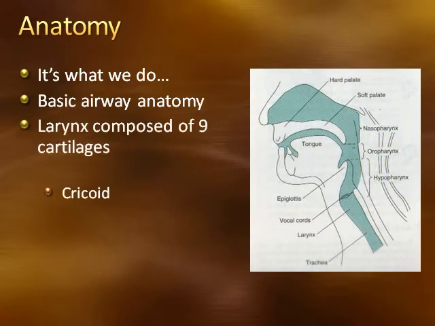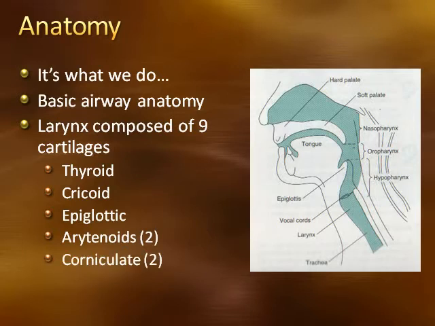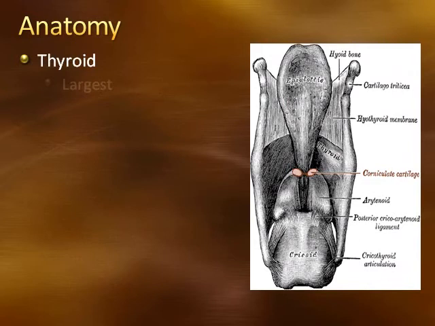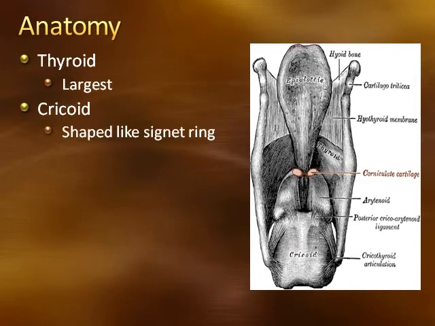The larynx is composed of 9 cartilages. There are 3 unpaired cartilages, thyroid, cricoid, and epiglottic, and 3 paired cartilages, arytenoids, corniculate, and cuneiform. The thyroid cartilage is the largest and most prominent, forming the anterior and lateral walls. The cricoid cartilage is shaped like a signet ring, faces posteriorly, and is the most complete cartilaginous ring of the laryngotracheal tree. The cricothyroid membrane connects these structures anteriorly.